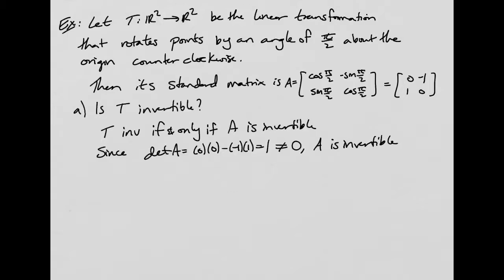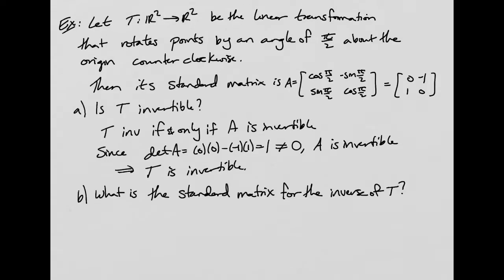So determinant's not 0, A is invertible, that implies T is invertible. So I didn't have to work with this function at all, this transformation at all. I just had to work with this standard matrix. The second question I can ask is, what is the standard matrix for the inverse? We now know T is invertible. Well, what's the standard matrix for it?